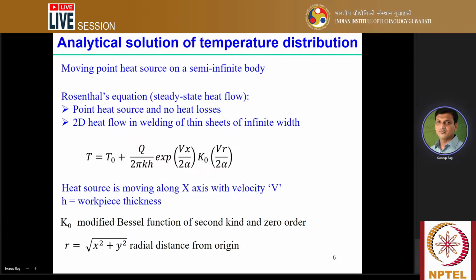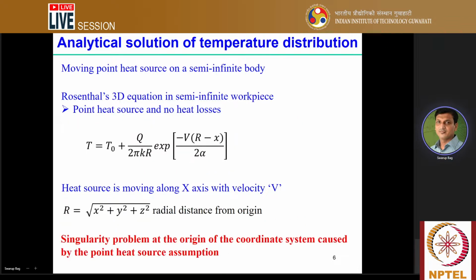Now, let us do the other case also: a moving point heat source on a semi-infinite body. Here also the heat flux is applied in the form of a point heat source on a semi-infinite body. In this case, assuming there are no heat losses, the solution for the temperature will be like this: T equals T0 plus Q by 2 pi K R, times the exponential term with velocity V, radial distance R and X, and alpha, the thermal diffusivity, which is K by rho Cp.